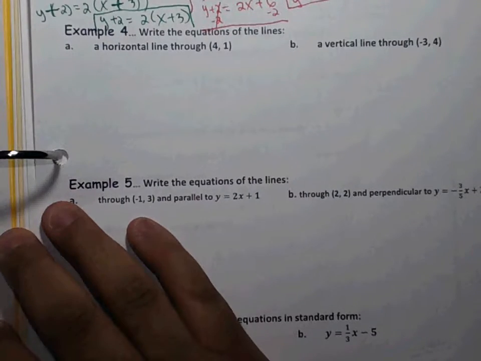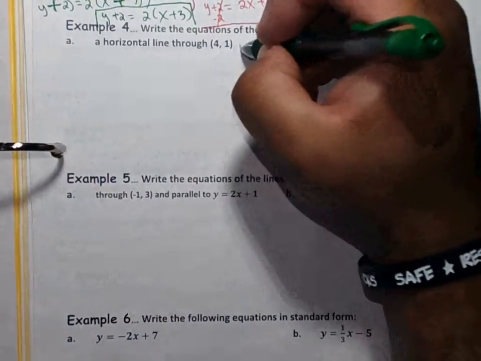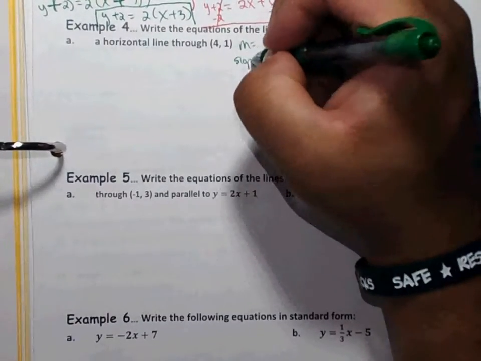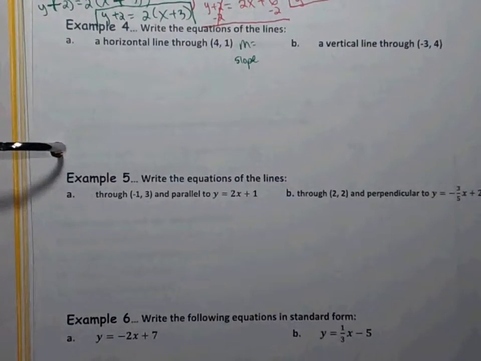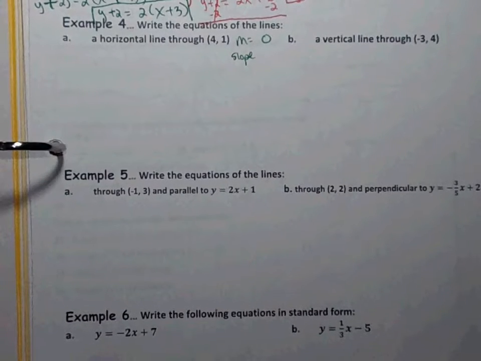So let's look at example 4. It says write the equation of the lines. So we're looking at a horizontal line that goes to the point 4, comma 1. Somebody I haven't heard from, raise your hand and tell me a horizontal line has a slope. It has an M of what? What's the slope of a horizontal line? Yes, ma'am. What is it? It is 0. My slope of a horizontal line is 0.